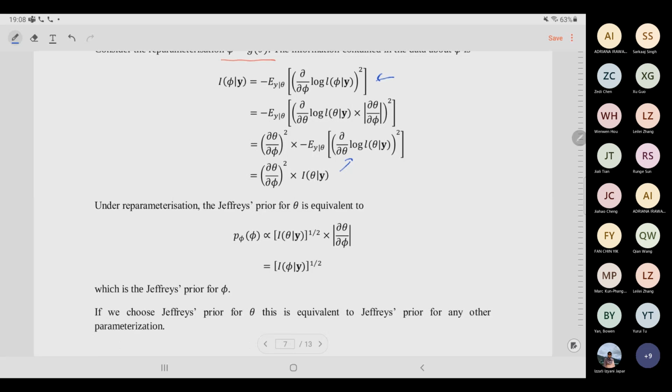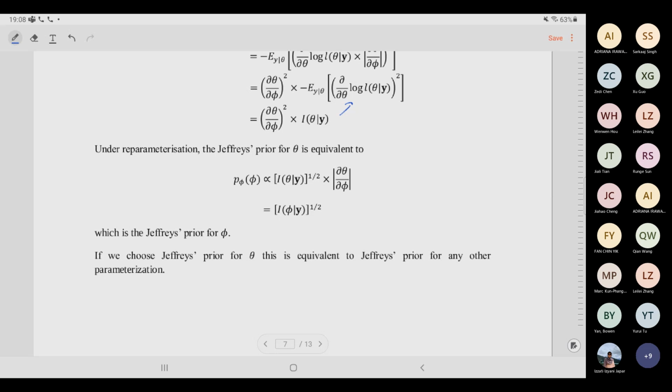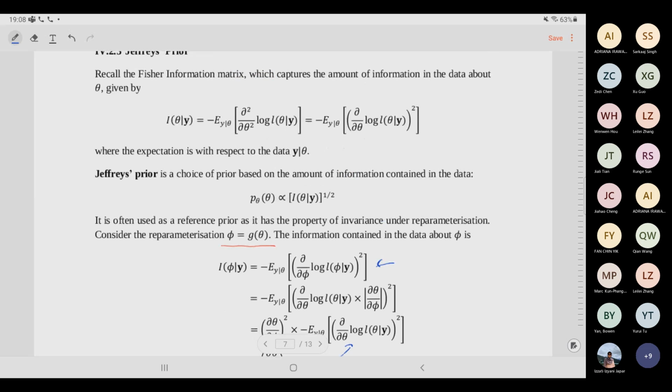So meaning that if you have the theta, and then you transform it to phi, the Jeffrey's prior for theta still implies Jeffrey's prior for phi. This is what is meant by equivalent. If I were to transform my theta to any other parameterization and I want to use Jeffrey's prior, then it's still Jeffrey's prior for any other transformation. The Jeffrey's prior is not the same PDF, but it means the same definition.